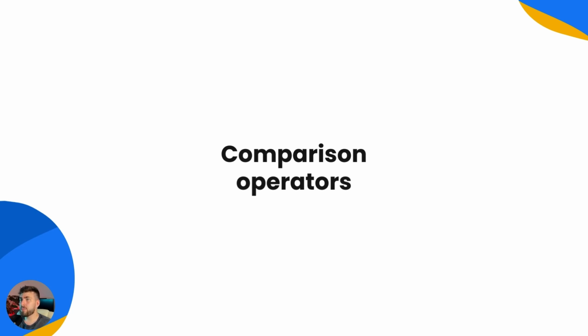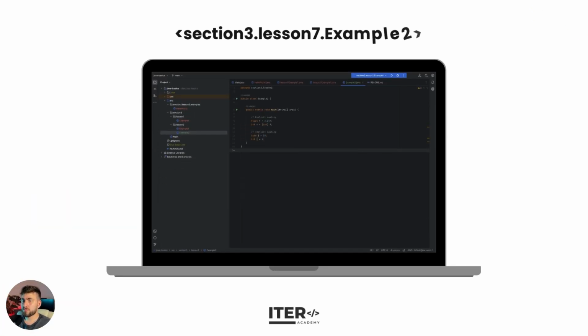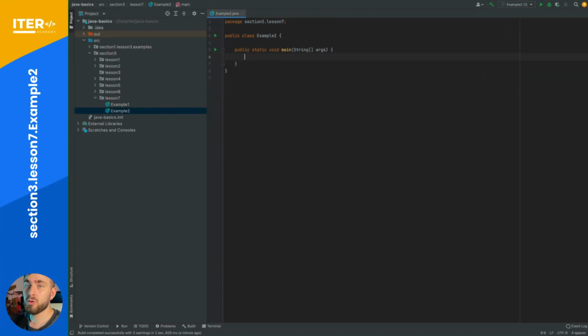Let's discuss comparison operators, which are used to compare values in Java. So let's talk about the most basic comparison operator, the equal to operator. This operator compares if two values are equal to each other. For example, if we have two variables, x and y, and we want to check if they are equal, we can use the following code.